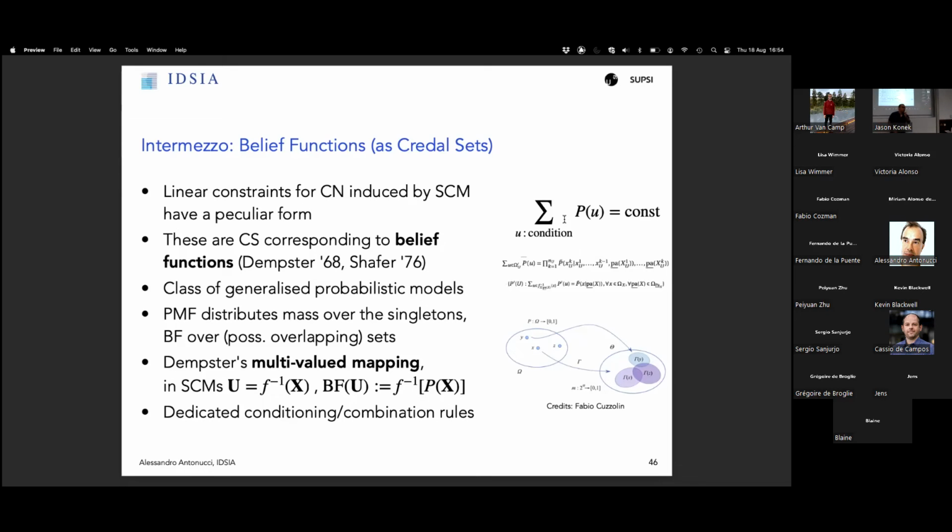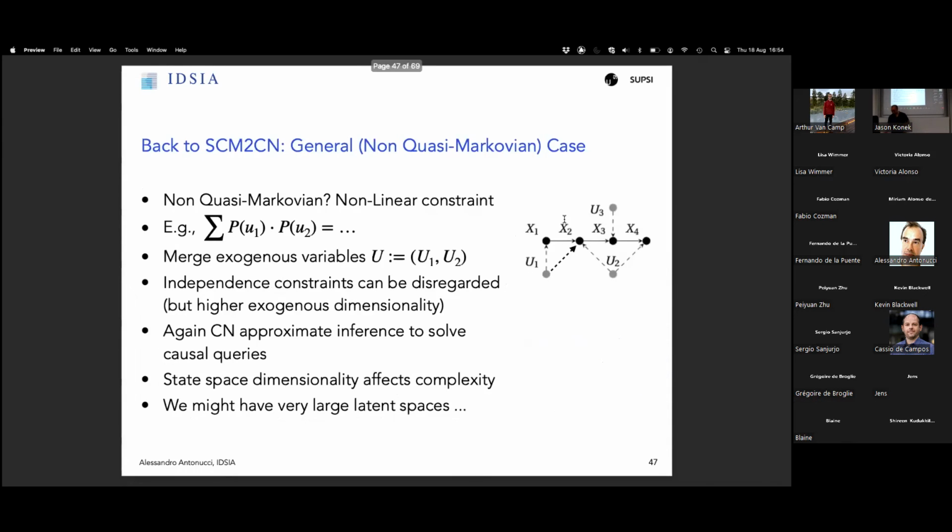It took you 20 seconds to do, it took me much more time, but it's a nice debug. Okay, stop. End of the intermezzo about belief functions.